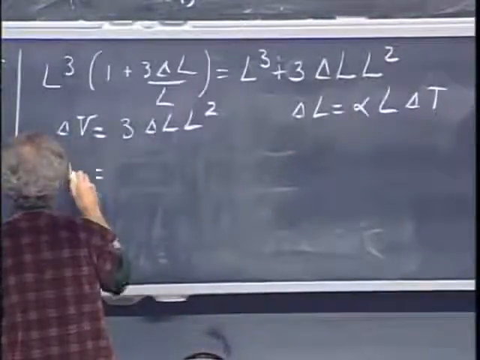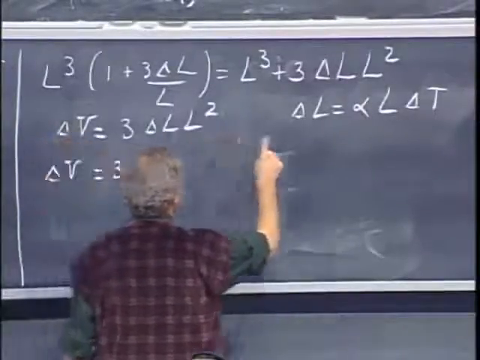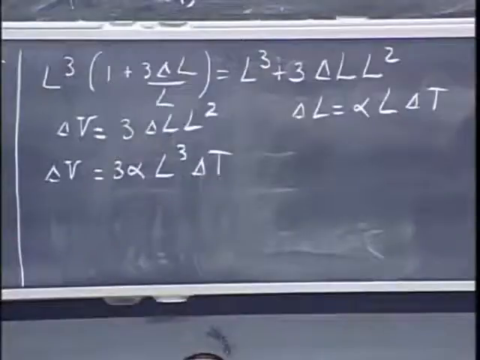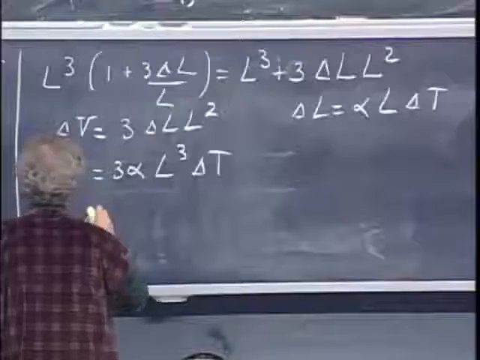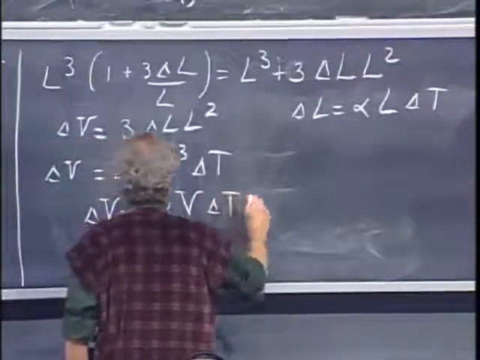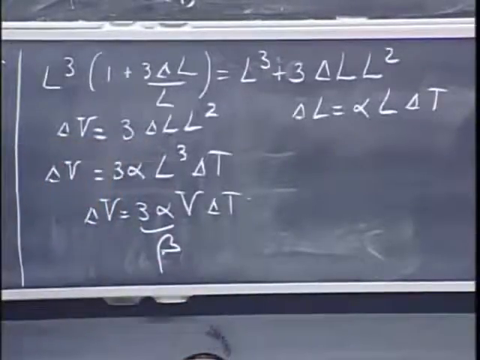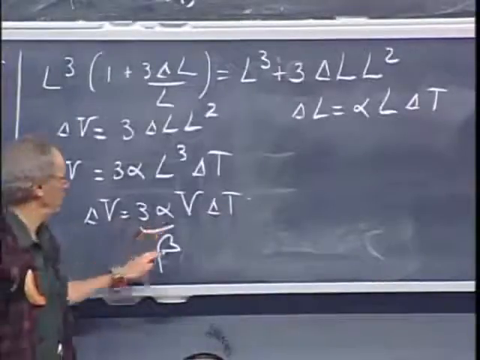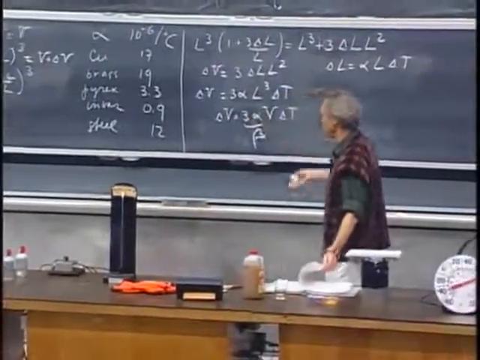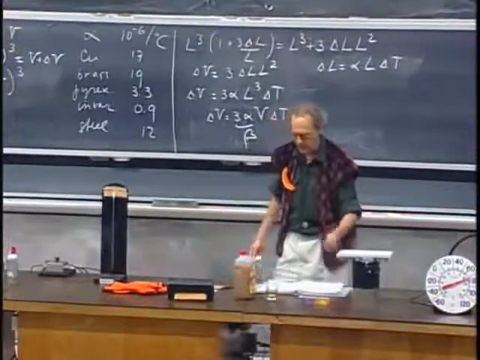And so I find that delta V equals 3 alpha times L squared times L, that is L cubed, times delta T. But L cubed was the old volume. And so I now find that delta V equals 3 alpha times the old volume times delta T. And this 3 alpha is often called beta. Beta is the cubical expansion coefficient as opposed to the linear one. So you will say, well, big deal, why are you talking about beta? Because if we have the values for alpha, all we have to do if we go to a volume is make that beta 3 alpha, and we are in business.